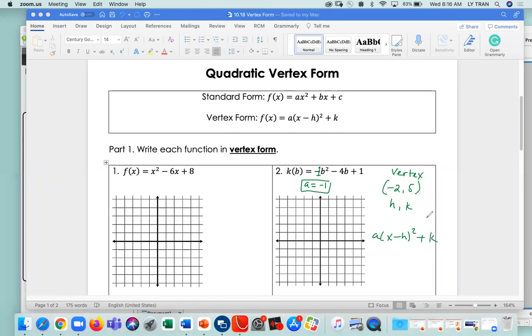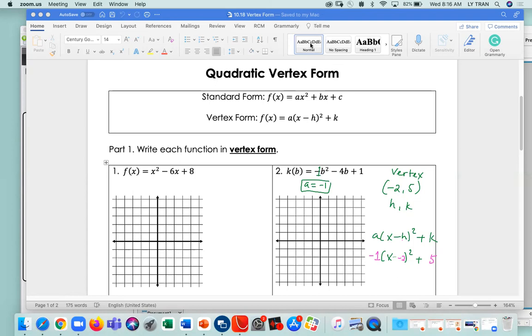And then I'm going to have a being -1. Plug it in. h being -2. This is the negative in the formula, and then x minus h will be x minus (-2). And then k, I'm going to have +5. So I really just plug it in, right? I don't do anything special other than that.